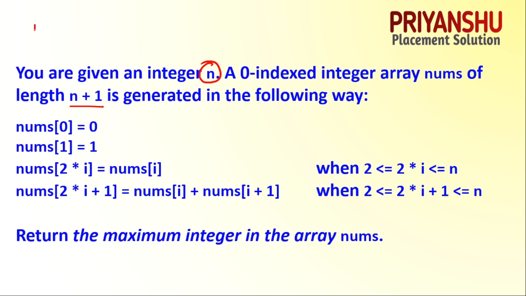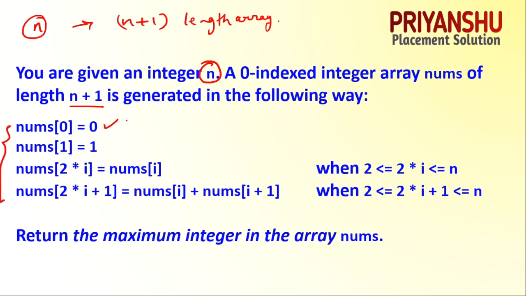This means we have a number n and we need to generate an array of length n plus 1. Okay, array or list. The next thing is generating it in the following way. So this is the way they have given. The way is basically nums of 0 is nothing but 0.